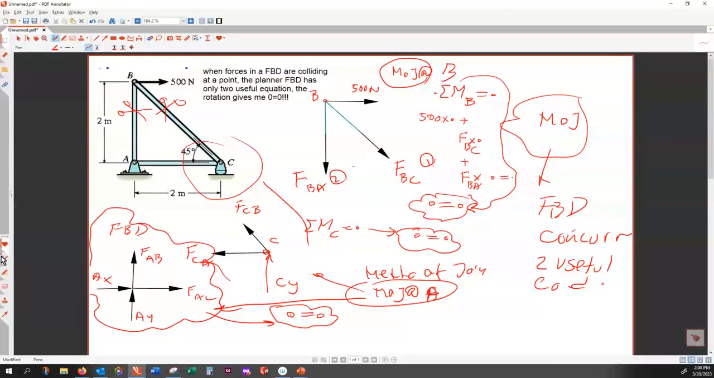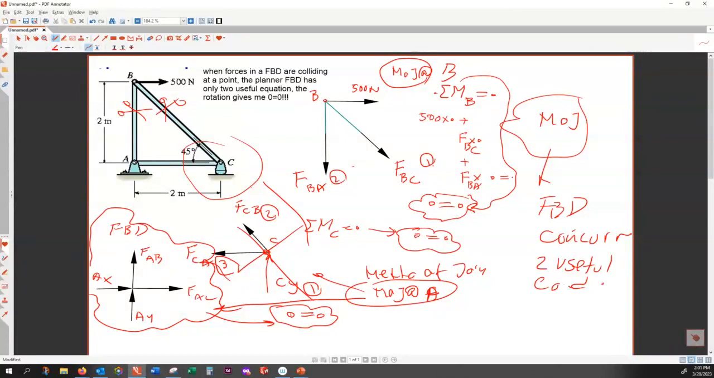Nguyen, Barnaby, can you explain? If I apply method of joint at C, how many unknowns do I get? I don't know what CY is. So this is one unknown here. I don't know what FBC is. That's two unknowns. I don't know FCA. That's three unknowns. That is not solvable, because method of joint at C can only handle two unknowns because the forces are concurrent.